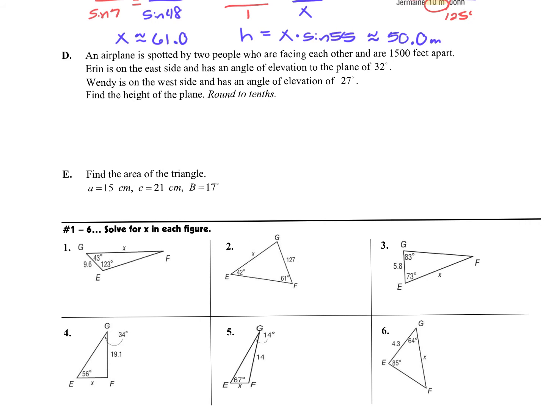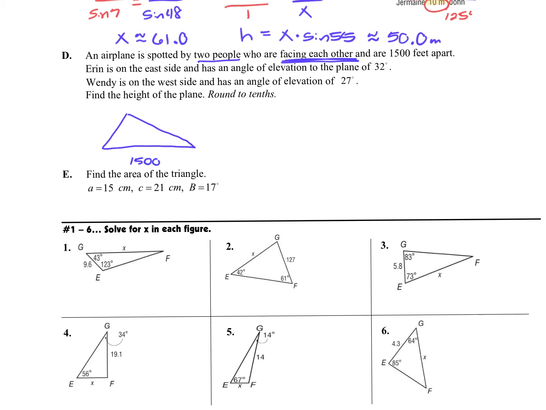Okay. The next one I'm going to look at, this one was discussed in the video for law of sines. We set it up, but we didn't actually solve it. So I'm going to redraw that picture. We've got an airplane spotted by two people, and they're facing each other. Them facing each other is an important detail. Okay, so they're going to face each other, and they're 1,500 feet apart.